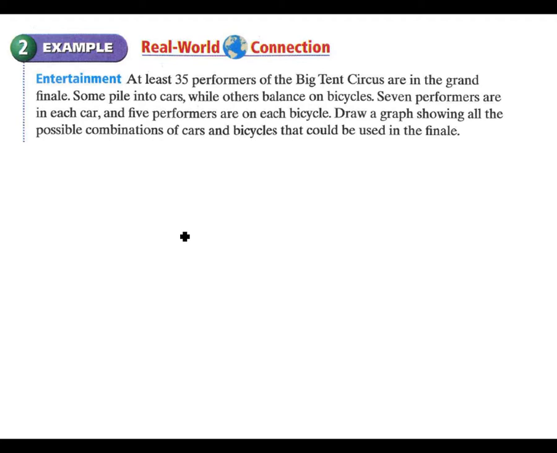All right, number 2, let's try a word problem here. At least 35 performers of the Big Tent Circus are in the grand finale. Some pile into cars, others balance on bicycles. 7 performers are in each car, and 5 performers are on each bicycle. So let's see if we can get an inequality here. 7c are in the cars, and, the word and means plus, 5 performers are on each bike, so 5b. And then we know it's got to be 35 over here, but at least.